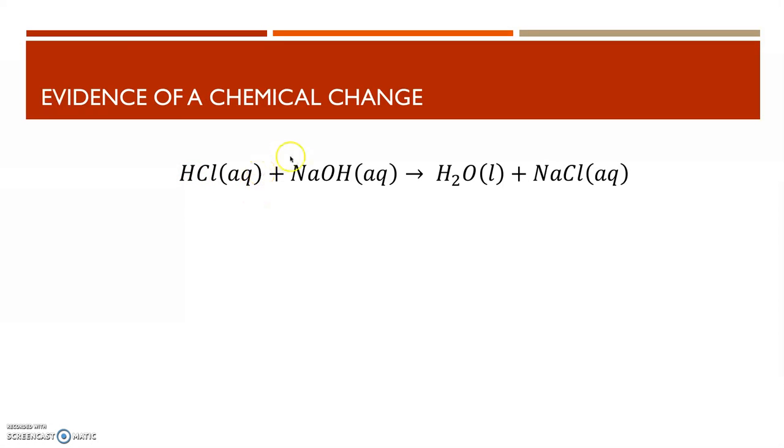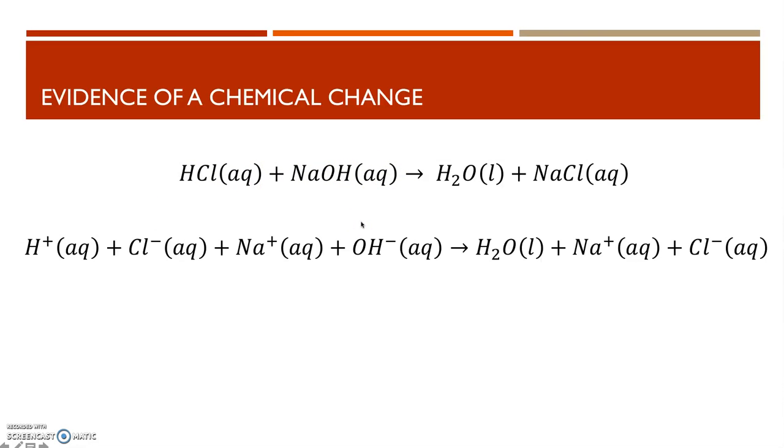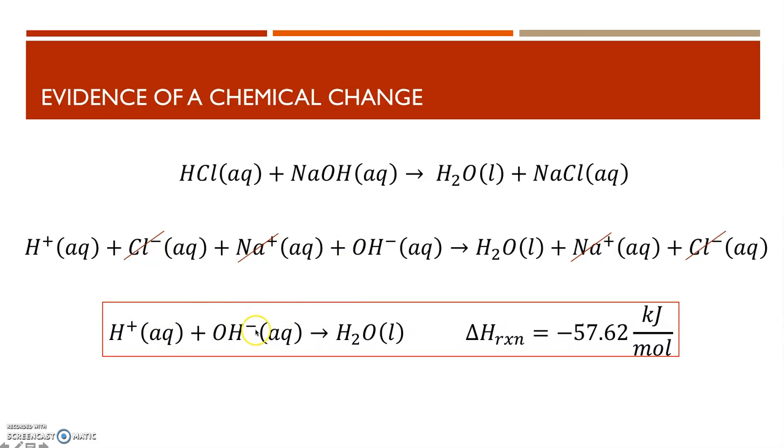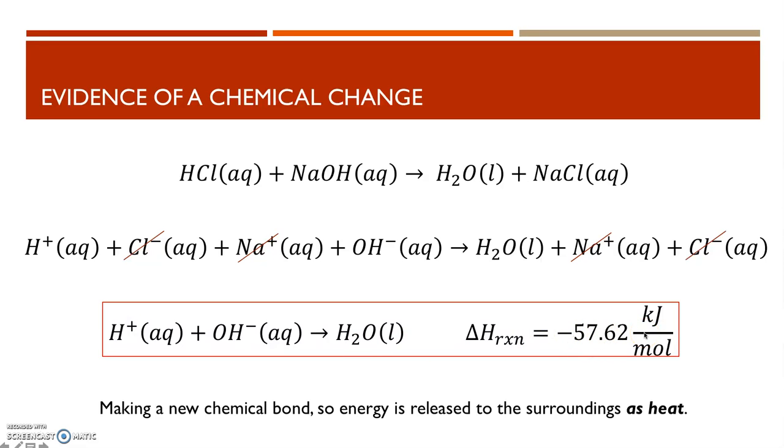A couple weeks ago, we did an acid-base reaction between HCl and NaOH. In our net ionic reaction, we canceled everything that was the same on both sides, and we got this reaction where we're adding hydrogen ions plus hydroxide ions to make liquid water. That reaction is forming a chemical bond, and it has a heat of reaction, or an enthalpy of reaction, where energy is released to the surroundings. Because we're making a new chemical bond here, energy is released to the surroundings as heat.